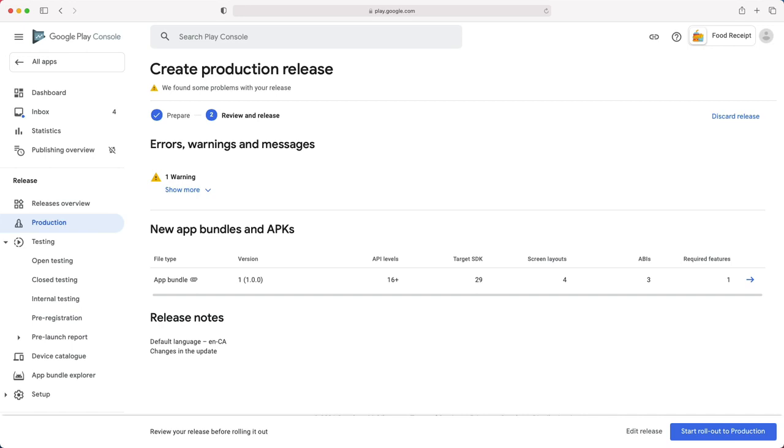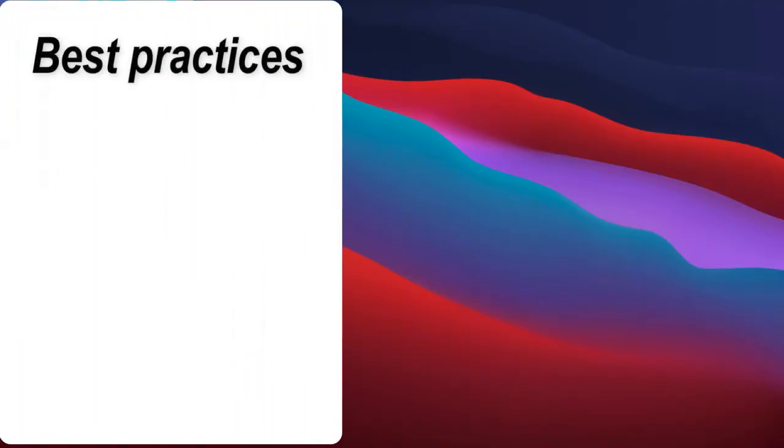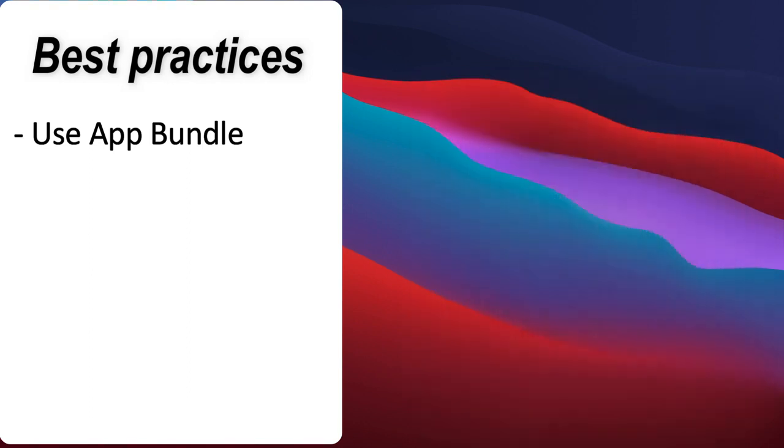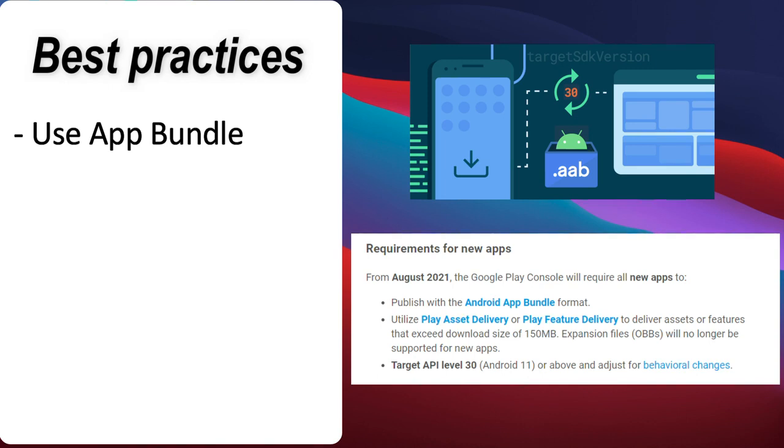Now that you know how to publish your app on Google Play, it's important to keep in mind some best practices or recommendations. 1. Use App Bundle. When using App Bundle instead of APK, most developers see a significant size reduction of the app file on Google Play, which translates to faster download and install for potential users. Also, in August 2021, all new apps and games will be required to publish with the Android App Bundle format.